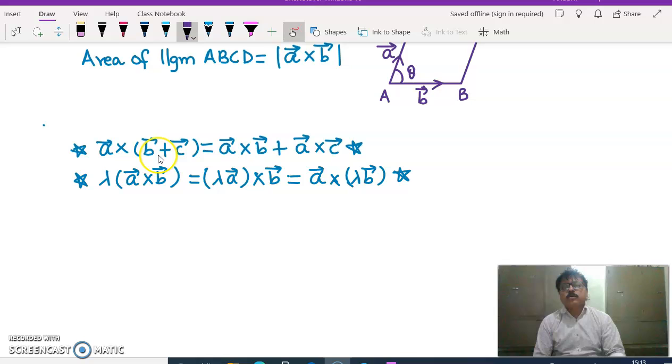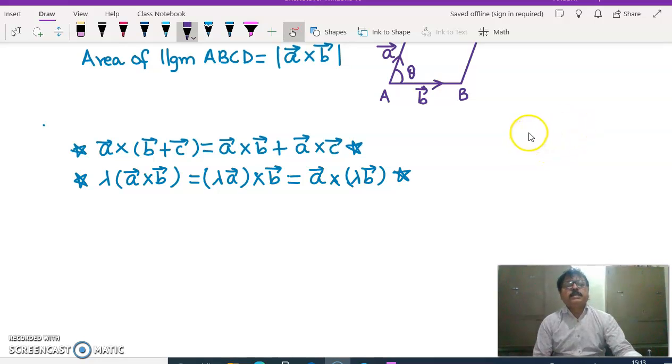डिस्ट्रीब्यूटिव प्रॉपर्टी A cross (B plus C) is equals to A cross B plus A cross C होता है. Whenever it is needed we can use it. And if you multiply A cross B by a scalar quantity, it can be represented as lambda (A cross B) or A cross lambda B. This is equal and same. So I hope you have understood the concept of cross product.